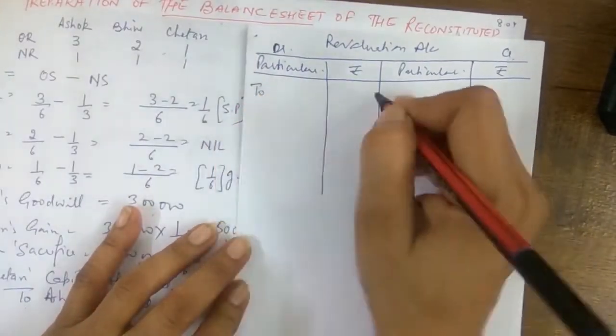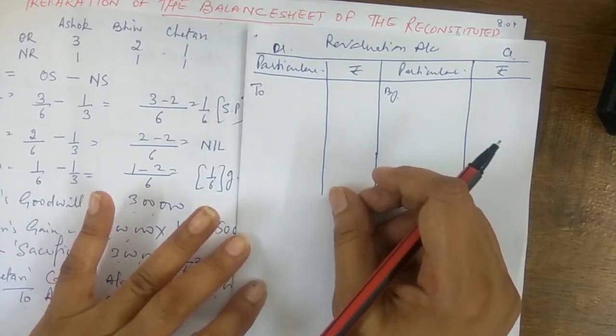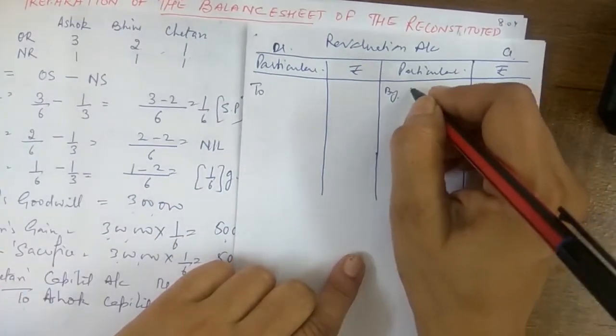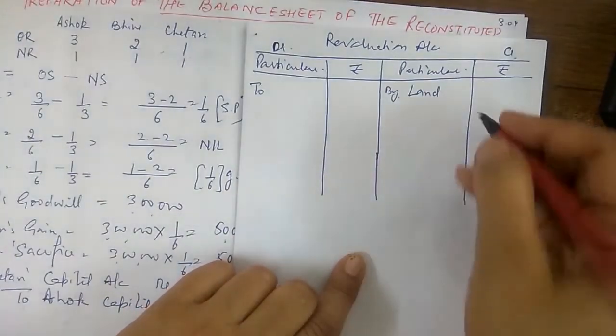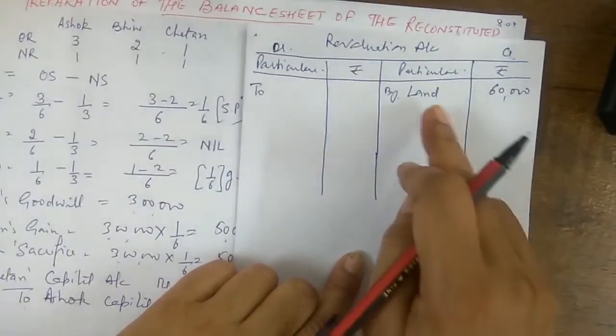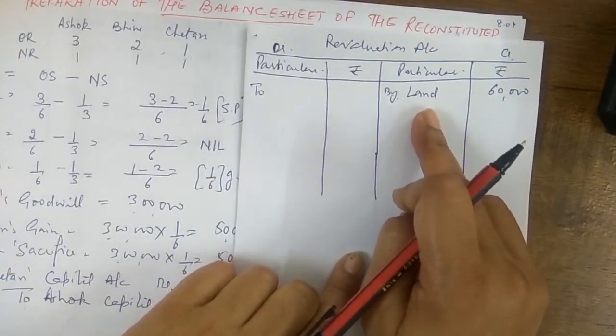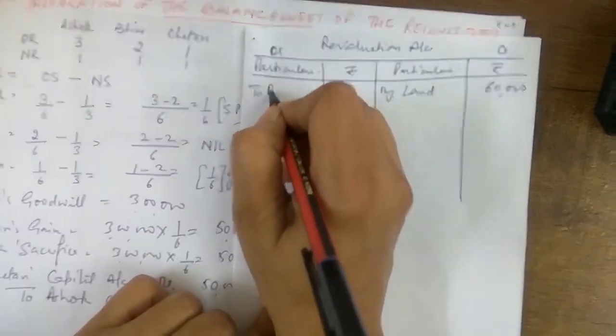Now, first item is land be revalued 1,60,000. We know land existing value given is 1 lakh, but now revised value is 1,60,000. So what is the increase? 60,000. Increase in asset will be put on credit side. Then there is building depreciated by 6%. Decrease in the asset.